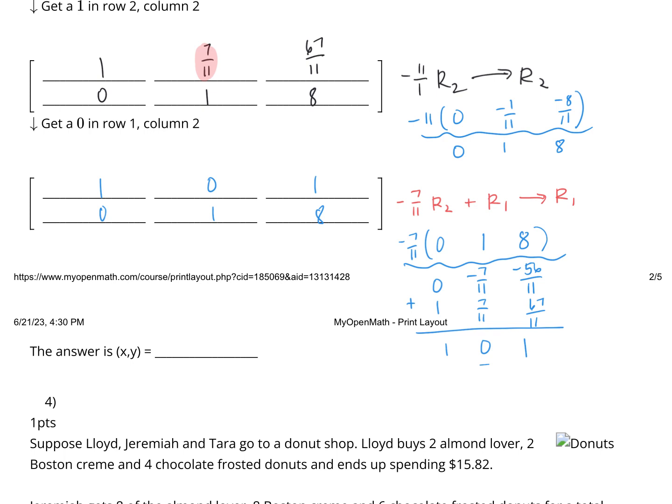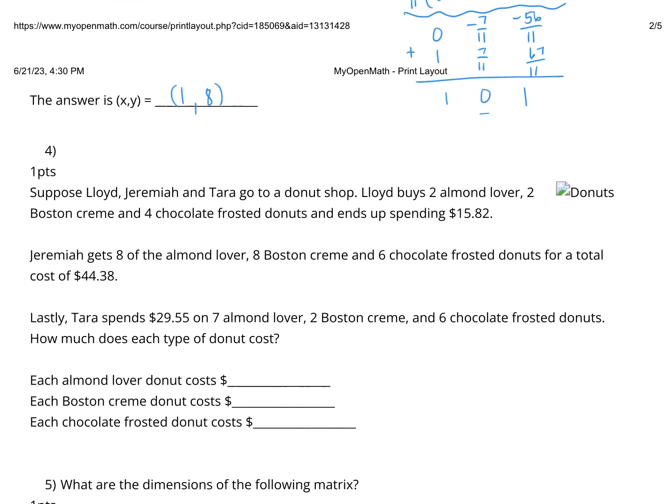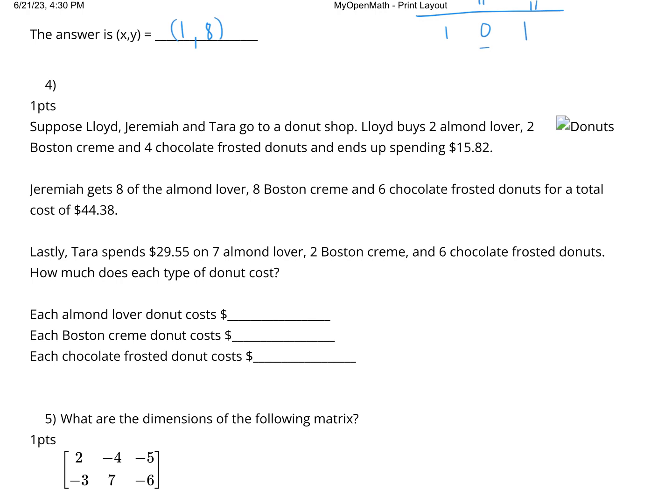Okay, so now if we didn't make any mistakes, the answer is x is 1 and y is 8. Okay, number 4.